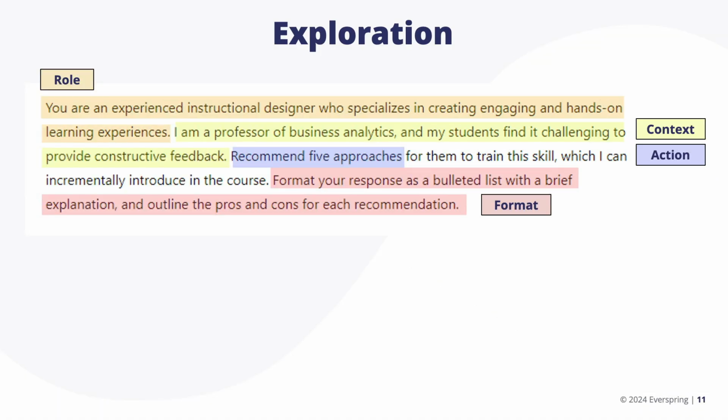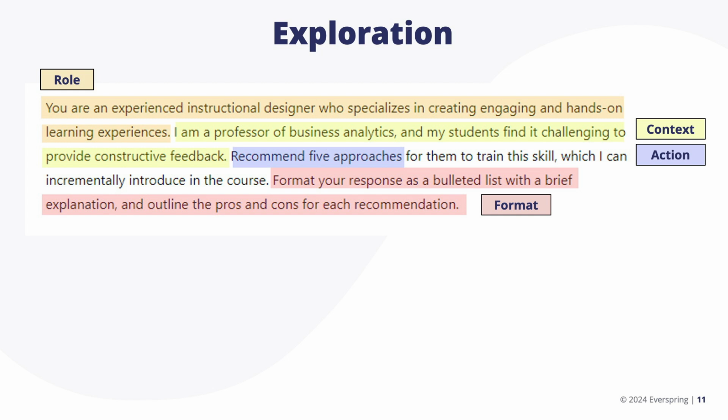First, we assign generative AI the role of an instructional designer. As we mentioned, it will help align the AI's output with the expected perspective and expertise level. We then provided background information about a professor facing a challenge with teaching students to give constructive feedback. This context gives AI precise guidelines, ensuring that the AI response is relevant and aligned with our goals. For the action, we asked AI to provide recommendations and specify the format by requesting a bulleted list with brief explanations, including the pros and cons of each recommendation.